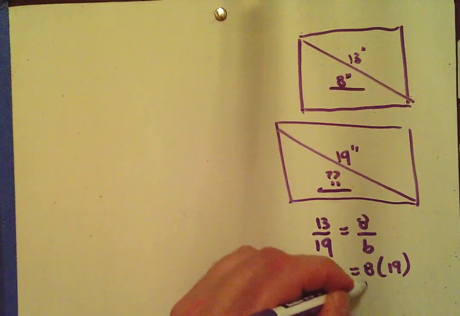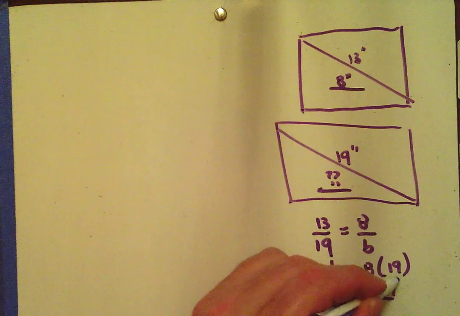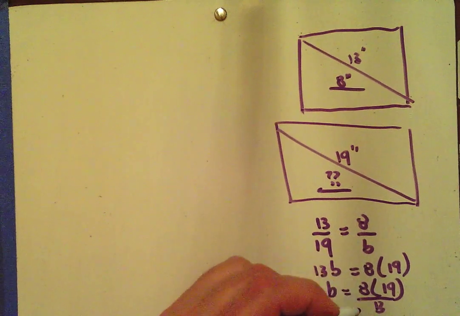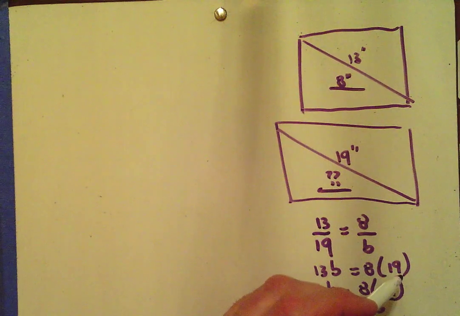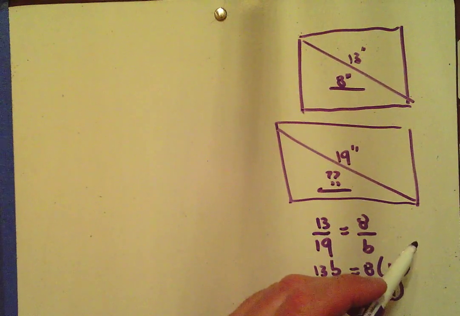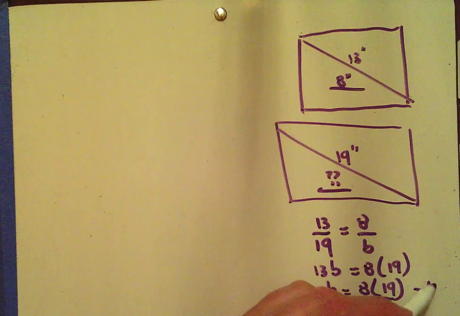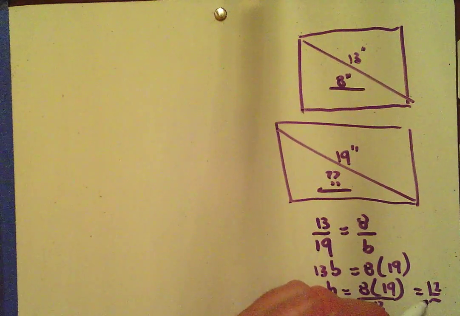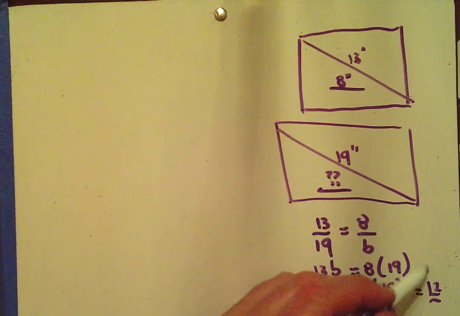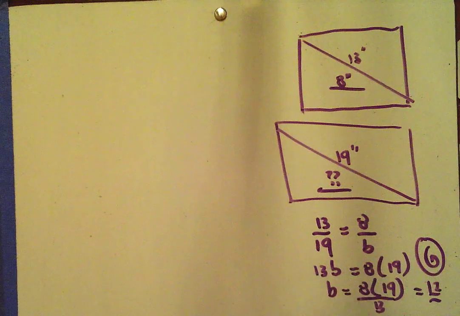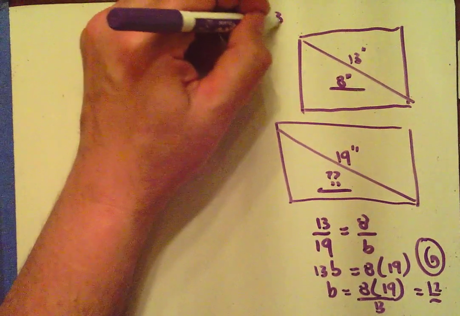I get b equals 8 times 19 over 13. And that corresponds to, it will appear to be, to the nearest inch, 12 inches. It's not quite 12 inches, but the closest choice we have here is 12 inches for choice G. Choice G for 32.